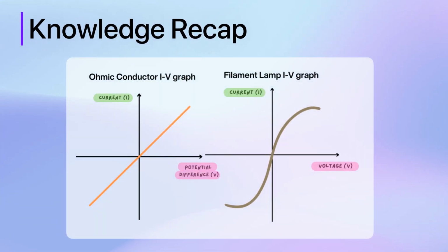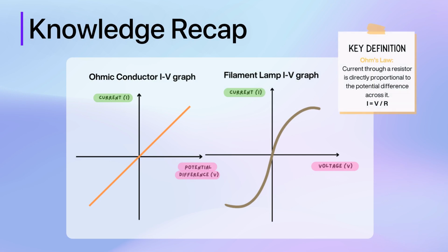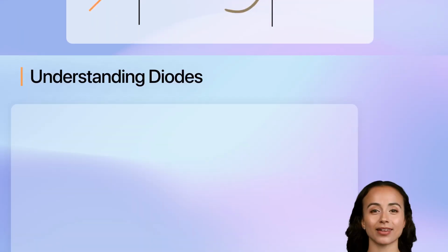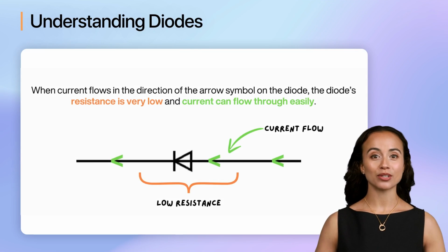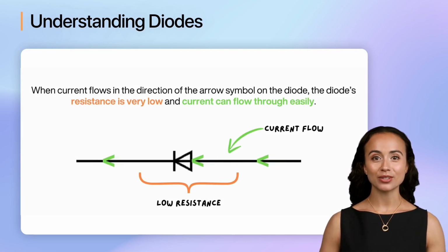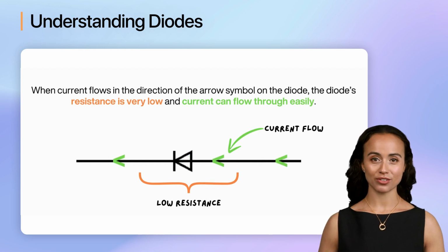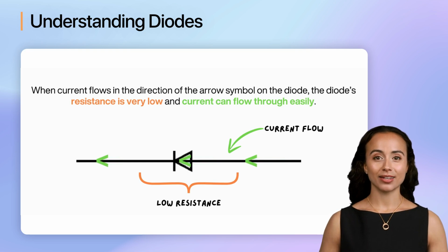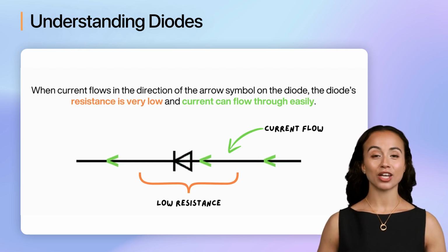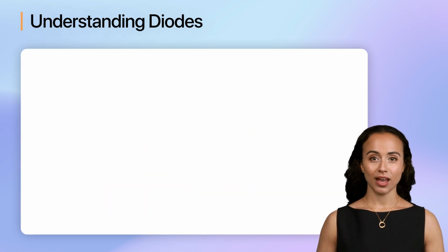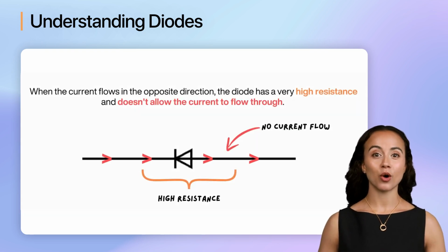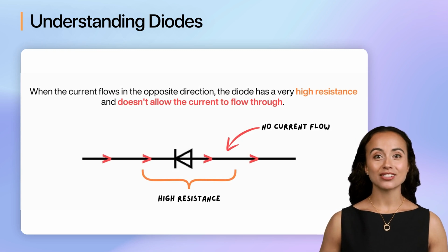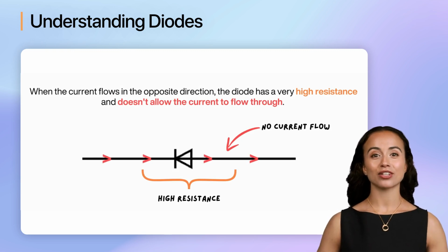So far, you are familiar with Ohm's law and the IV characteristics of ohmic conductors and filament lamps. Let's see how diodes compare. As mentioned in our lesson on common circuit components, a diode is like a one-way street for electrons. When current flows in the direction of the arrow symbol on the diode, its resistance is very low and current can flow through easily. However, when the current flows in the opposite direction, the diode has a very high resistance and doesn't allow the current to flow through.